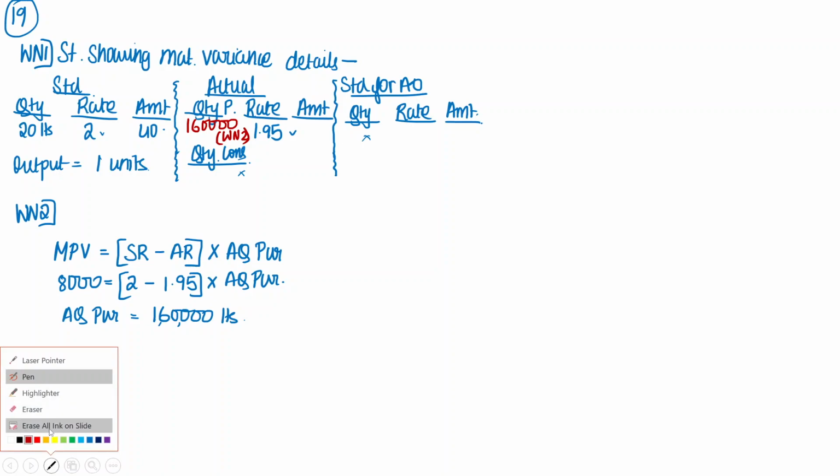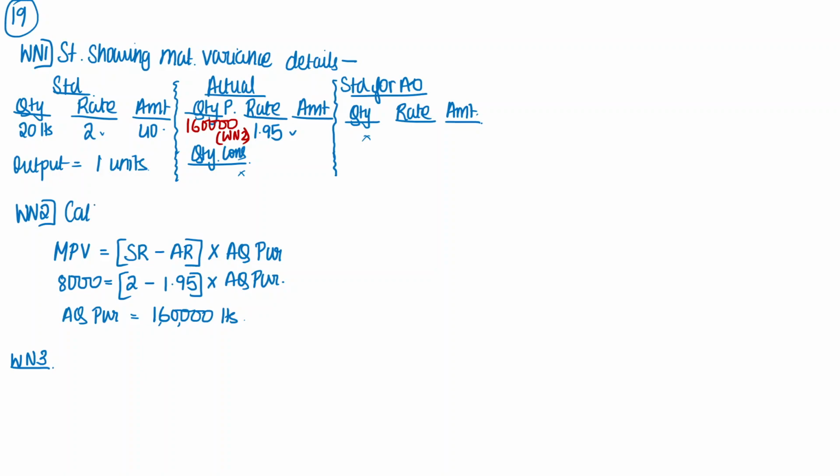You can't use usage variance as of now. So whatever details are pending from material variance, we can't fill them up, so we'll leave it as it is. And we'll go to the next variance, that is working note 3. What did we get from here? Calculation of actual quantity purchased. I knew what we'll get, but I'm showing you how you are going to attempt this question in the exam. Quantity purchased we have got. We can't find out any other detail, so we'll leave it.